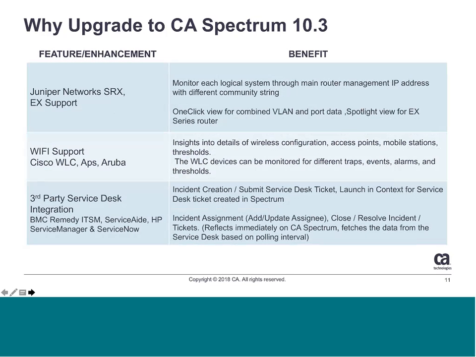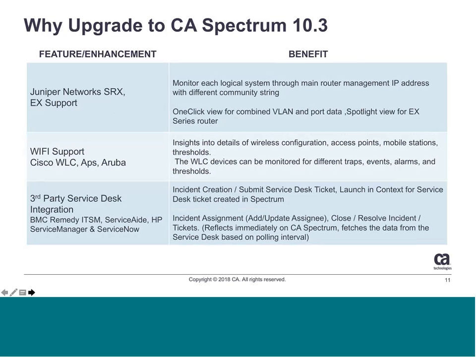We also have, again, these are all cumulative features which are part of 10.3 as well, because that's the cumulative features that we have for CA Spectrum. All the more reason for you to choose to upgrade to the latest version of CA Spectrum. So we have Juniper SRX and EX support, right? You're able to monitor each logical system through the main router management, and OneClick provides you a view of VLAN, port data. It also has the ability to have a spotlight view of the EX series routers.